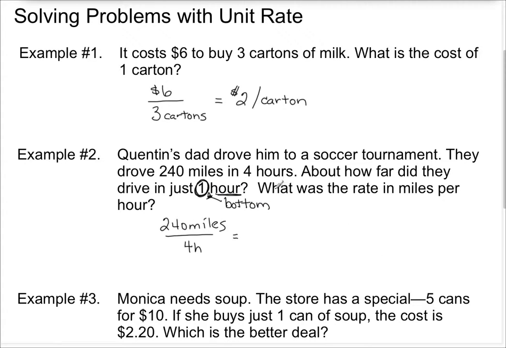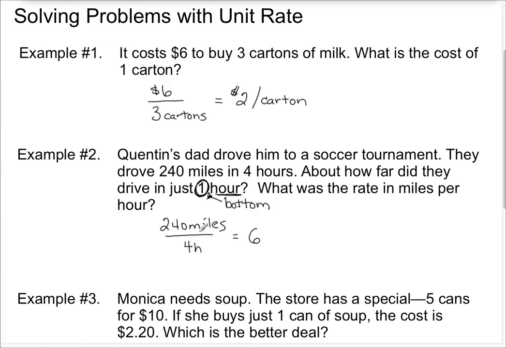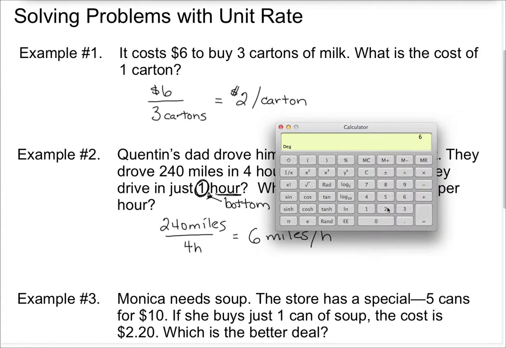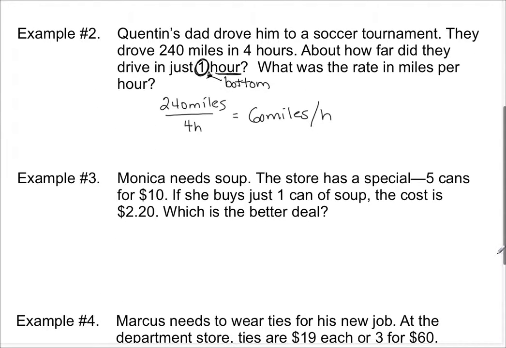Okay. So let's pull out the handy dandy calculator for that one. And we go 240 divided by 40 equals 6. So that's 6, and remember, whatever's on top is our first, miles per, and on the bottom we have hour. So they went 6, that shouldn't be 6, that should be 6D. What did I do with my handy dandy calculator? 240 divided by 4 should be 60. There we go.